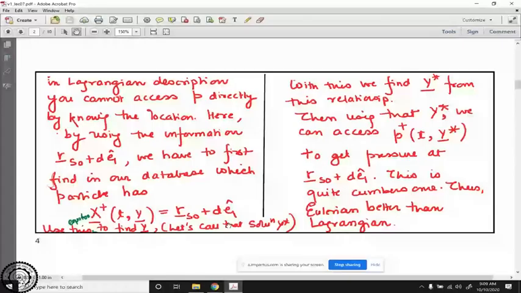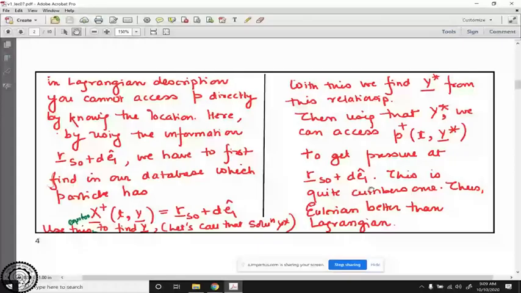So y star is the initial location of the particle at t equals 0, which is right now on the right hand side of my red fluid particle. So only when you have solved this equation and gotten y star, then you can go and get this information P plus T comma y star to get pressure at RSO plus dE1, right? So this is a very roundabout method. You will have to kind of do data mining to get neighborhood information once you are putting your attention on a fluid particle.